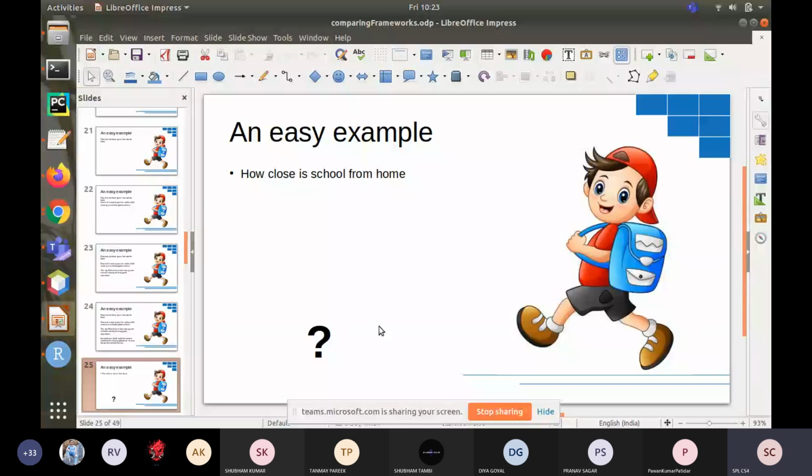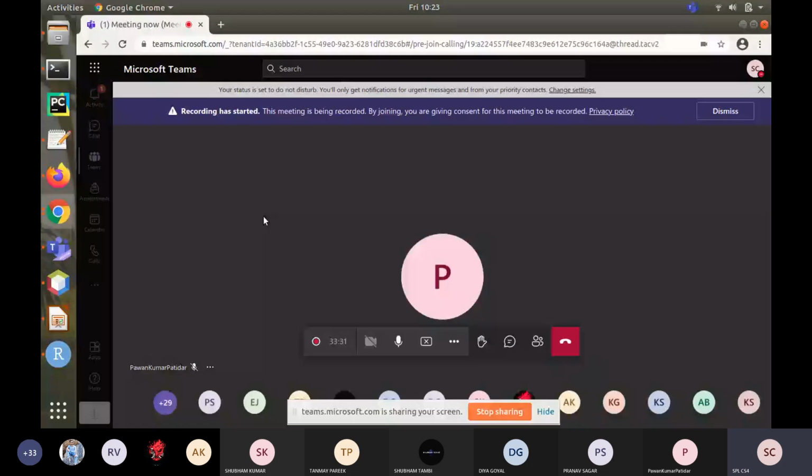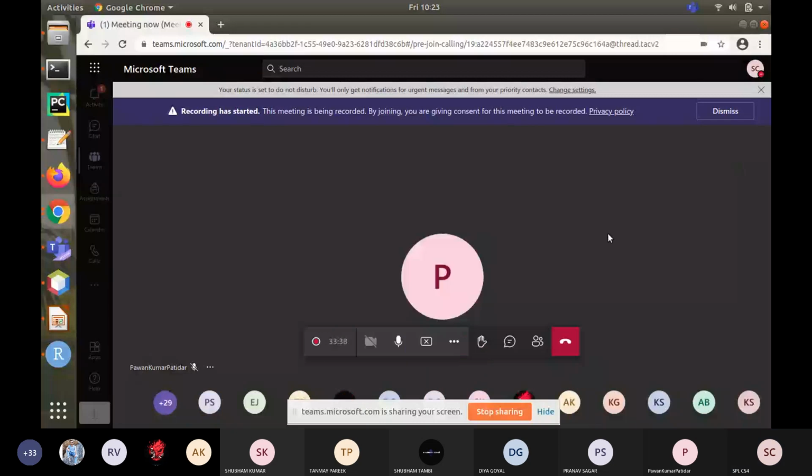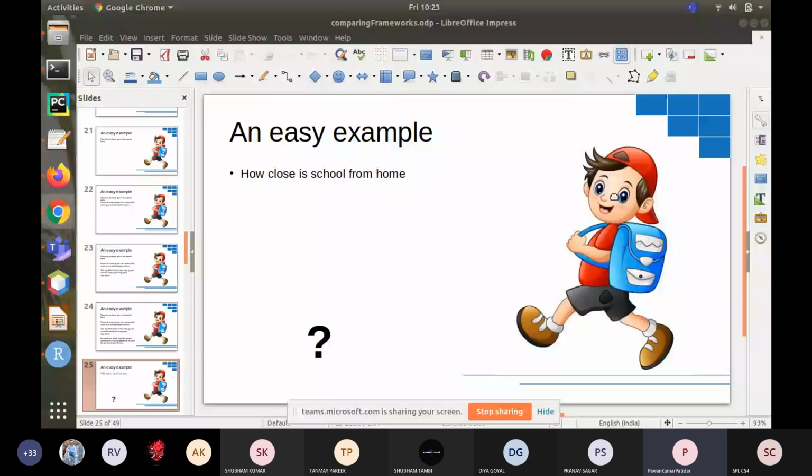Let's make it interactive. Please comment in the chat box. If you don't know, just going to the meeting, there's a show conversation box. If you're able to comment here, please do comment, or use your mic to speak about it. Participants, please respond so that we can communicate properly.